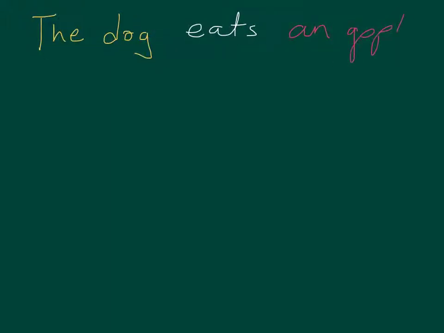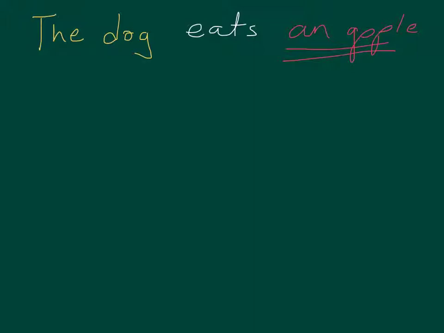Consider these English sentences. The dog is our subject, eats is our verb, an apple is our direct object there. The apple is receiving the action. The apple is being eaten by the dog. The apple is the do-ee. It is the one to whom the action of eating is happening. So it is the direct object.